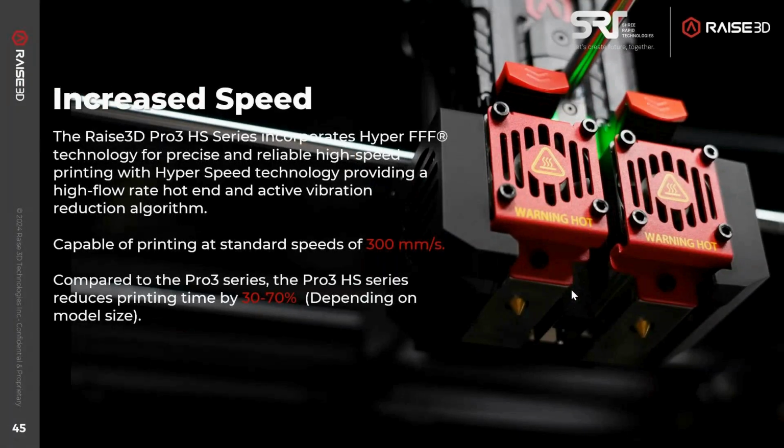The predecessor of Pro 3 HS was the Pro 3, which would print at speeds of up to 150 mm per second. And then Raise3D introduced this Hyper FFF kit, which was an additional module that you could install in Pro 3 to make it run at higher speeds of up to 300 to 330 mm per second. So Pro 3 HS is basically an upgrade of Pro 3 where you get an integrated Hyper FFF module. And speeds can be significantly improved up to 30 to 70%. Again, that depends on the model size.